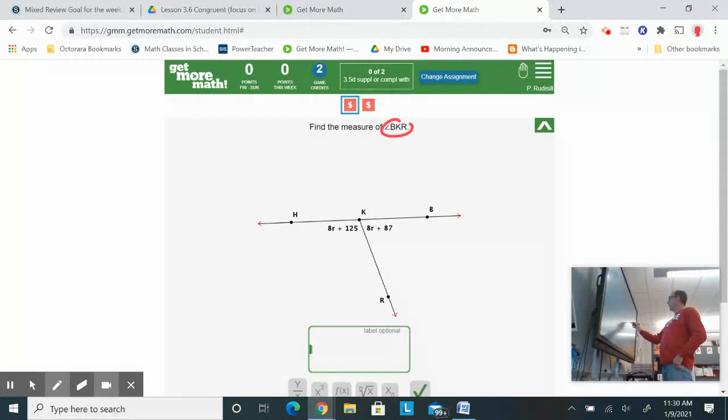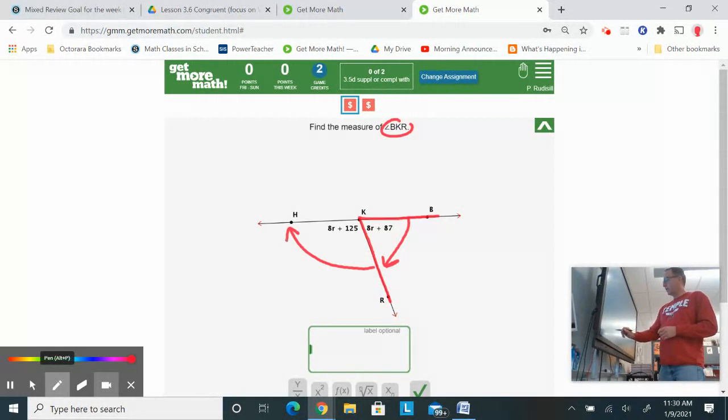Now, angle BKR is here. So it's this opening. And I know that that angle right there plus this angle here has got to equal 180. They're supplementary angles. So I'm going to take each of these two angles.